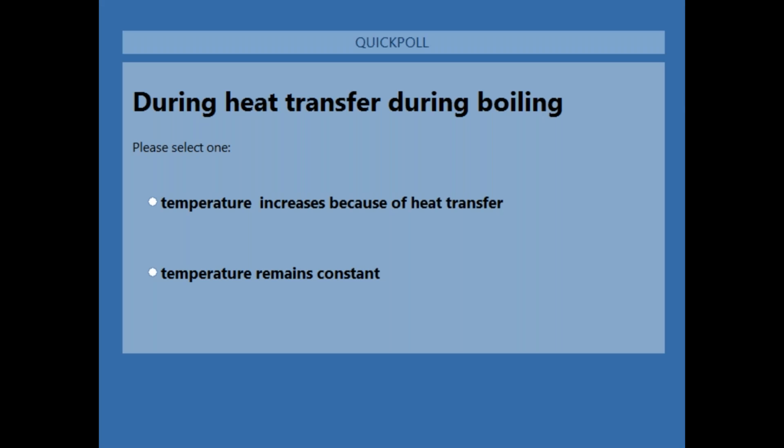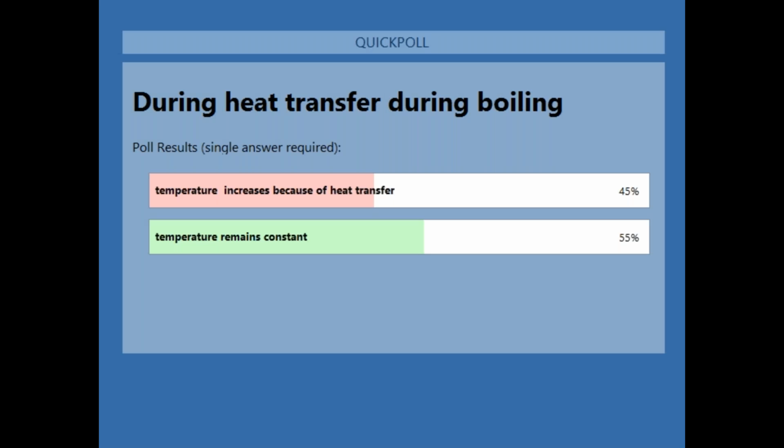I see that about 50% of the class has not understood this. What I had said in yesterday's lecture, when you are talking about phase change or boiling, I'm closing this poll and showing you the result. You see that 45% of the students have made the mistake and 55% have answered it correctly. The correct answer is, during boiling, in spite of heat transfer, the temperature remains constant.